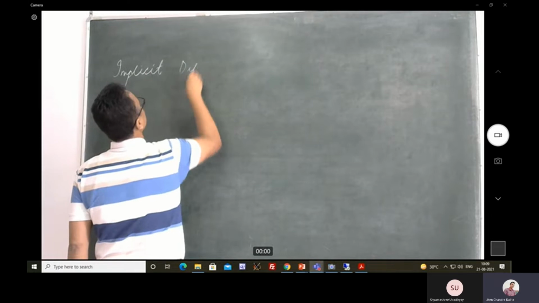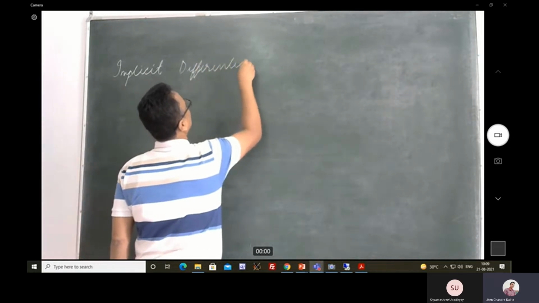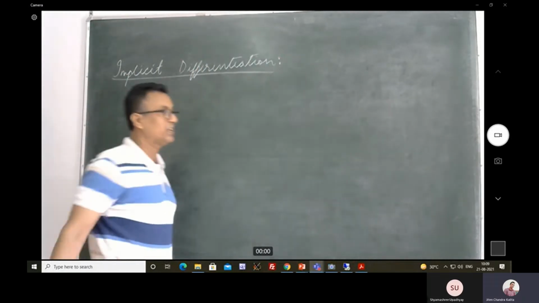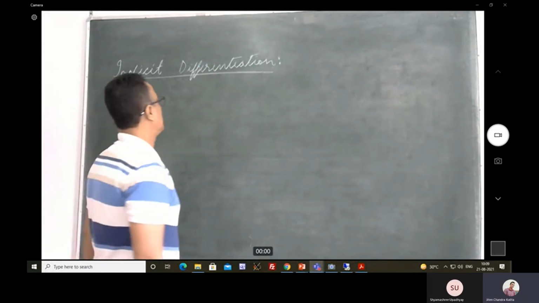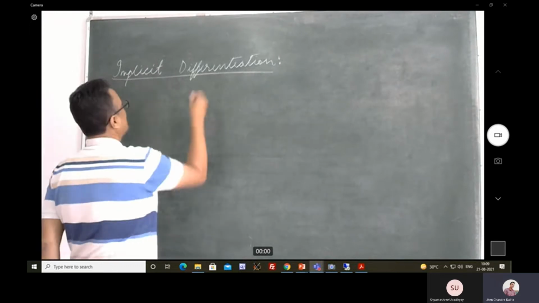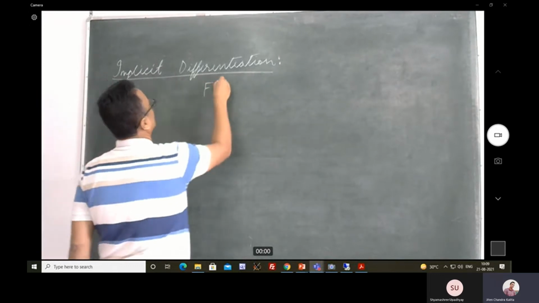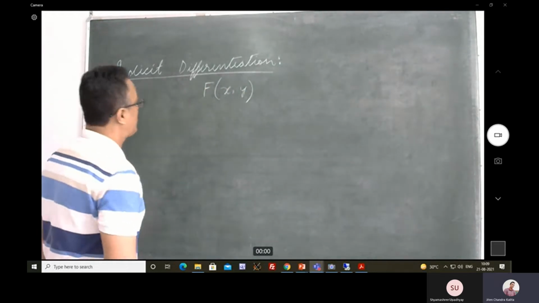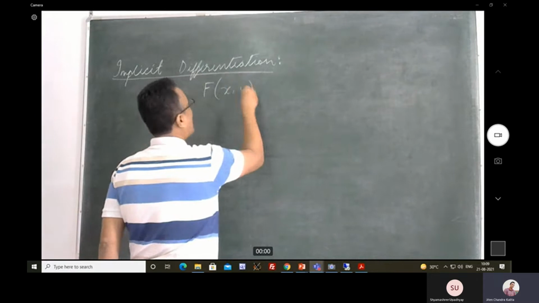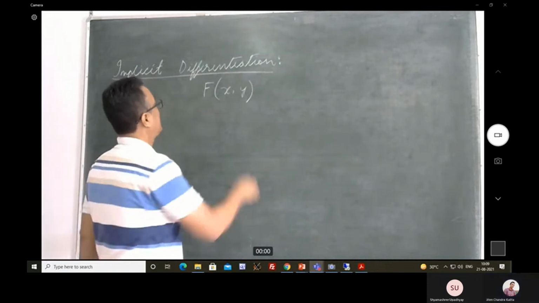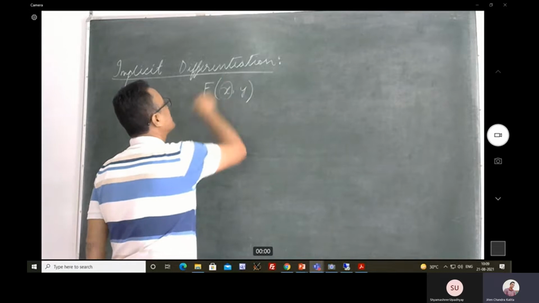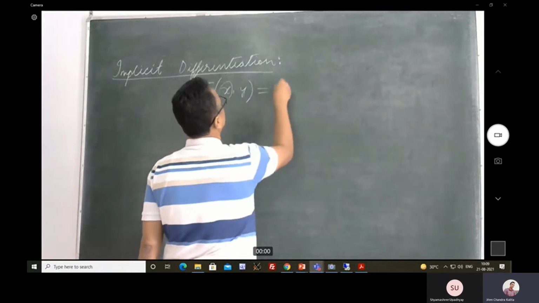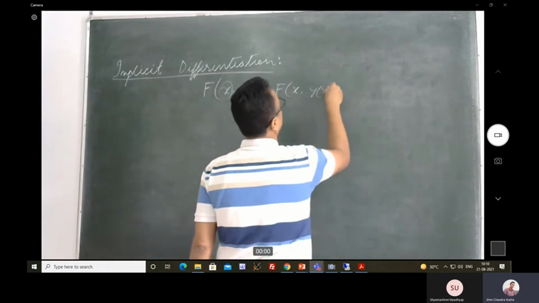Let me just finish this part. I'm sorry I forgot this implicit differentiation. So what is implicit differentiation? Suppose you have a function, say capital F, which is a function of two variables, x and y. And suppose y is again a function of this independent variable x. So basically we can write this as F of x, y of x.